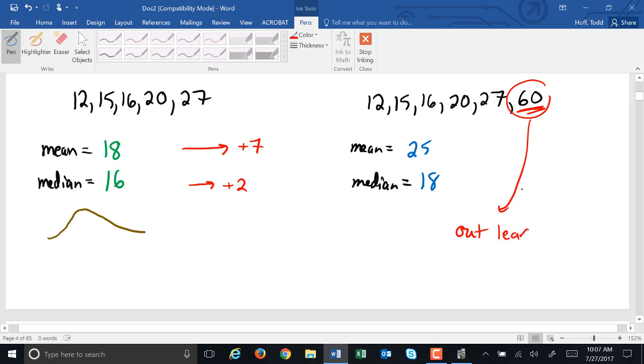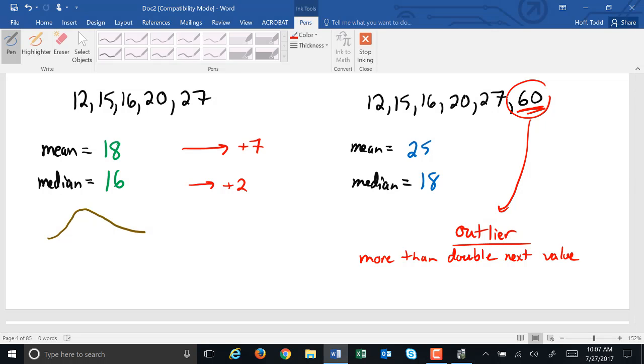I spelled that way wrong. Let me try that again. There, outlier. And there are a lot of different ways of defining outliers. Outliers can be defined, on the top end, as more than double the next value. 60 is more than double 27. Now on the bottom end, that doesn't work so well. That definition does not work. So that's only for an upper outlier.